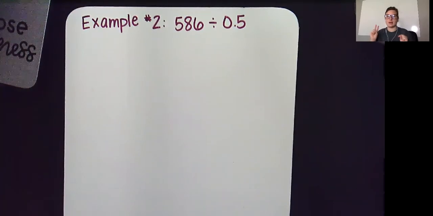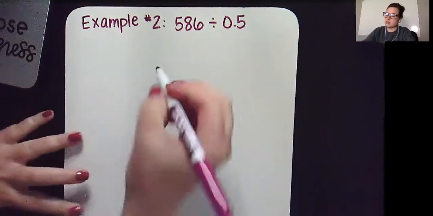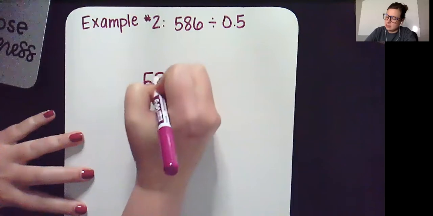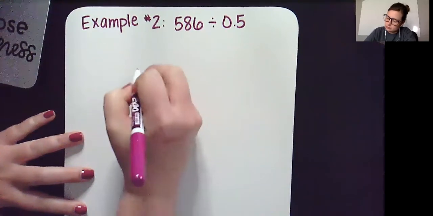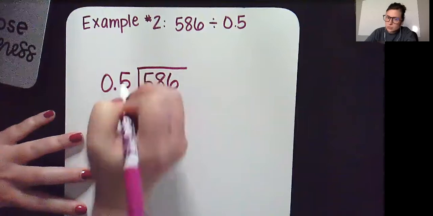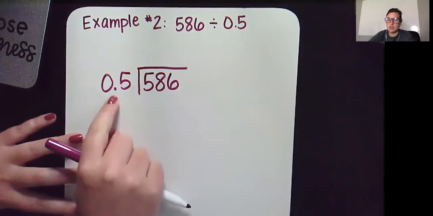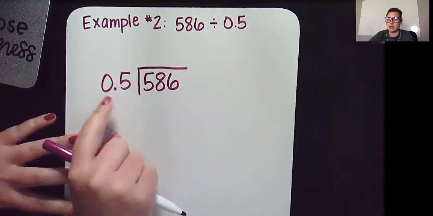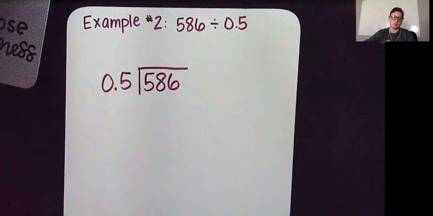Okay, time for example 2. 586 divided by 0 and 5/10. So let's get this set up. You can see pretty quickly that we have a decimal on the outside and we want to get rid of that guy.